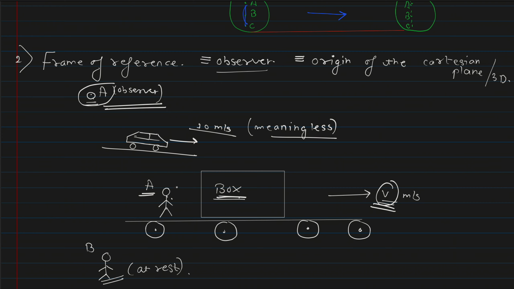But on the other hand, if we assume this man A to be the frame of reference, the box is moving at 0 meters per second because both of them are moving at a speed of v meters per second on the train. Similarly, for man A, the train is moving at 0 meters per second because he himself is on the train. So for him, the train is moving at 0 meters per second, very similar to the box. So you see that both of them are correct at their place, but both of them see things differently. That's why it's really important to understand what frame of reference is.